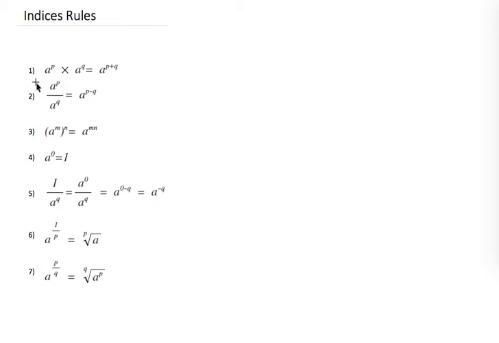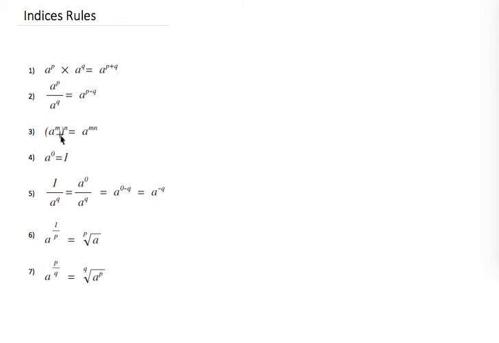So here we go. The first rule is this one. You've got a to the power of p times a to the power of q. In this situation, the p and the q are going to be added when these two exponents are multiplied together. The second rule, a to the power of p divided by a to the power of q. In this instance, you would divide these two together, but the exponents would be subtracted from one another.